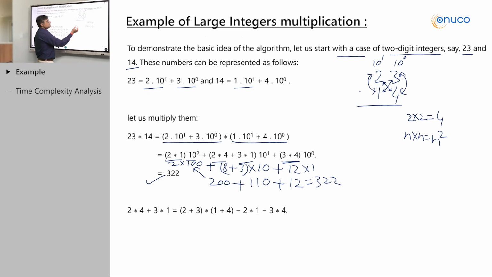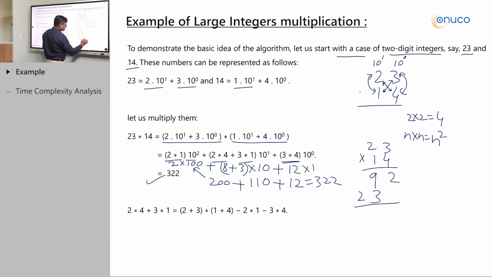If you do the simple regular multiplication as we do it mathematically, 23 times 14: 4 times 3 is 12, 4 times 2 is 8, and we add the carry forward, 9. Then 3 times 1 is 3, and 1 times 2 is 2. If you see, we are getting the same answer, 322.